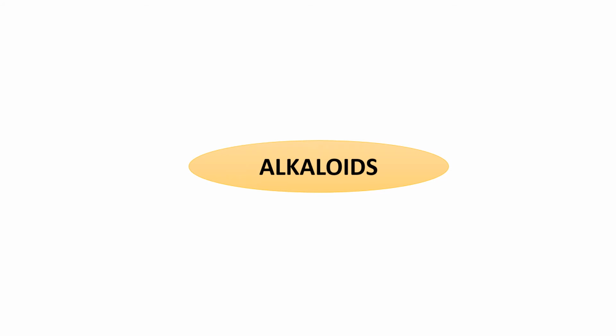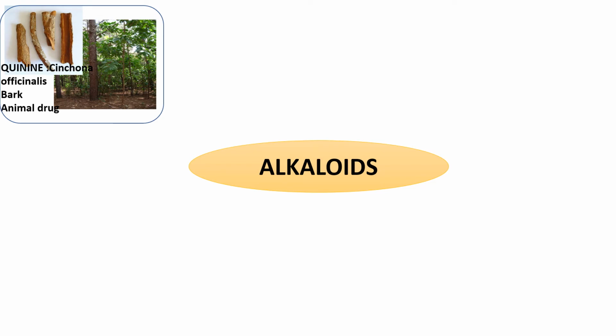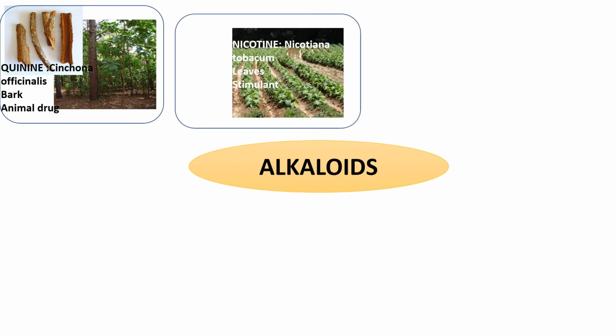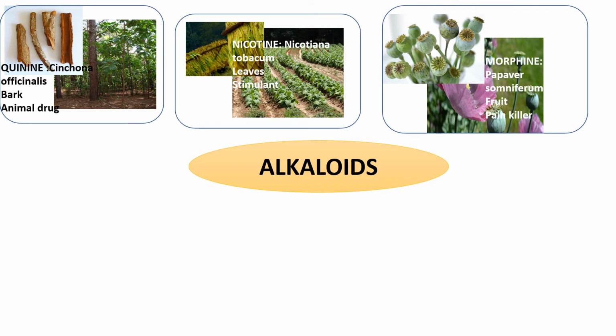Children, let us learn about secondary metabolites, alkaloids. Quinine. Scientific name is Cinchona officinalis. Useful part is bark and it is used as an animal drug. Nicotine. Nicotiana tabacum. Leaves are the useful parts and it is used as a stimulant. Morphine. Scientific name is Papaver somniferum. Useful part is fruit and it is used as a painkiller.